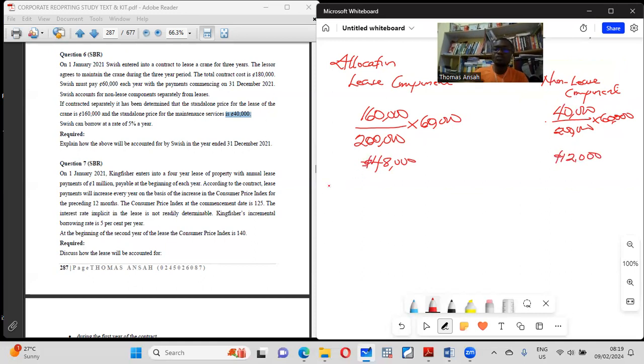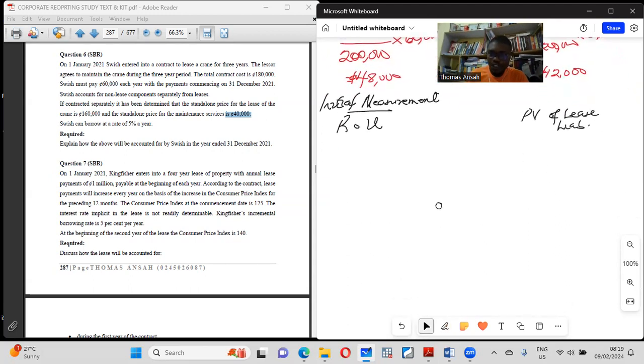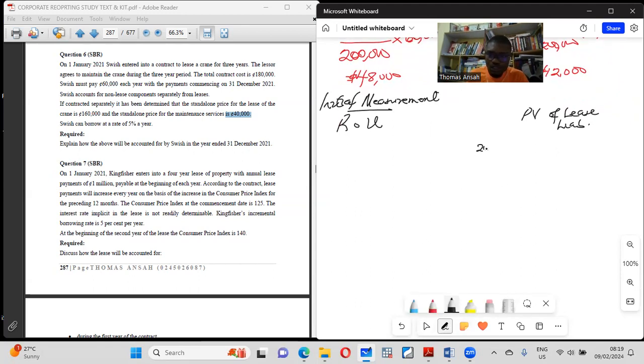So now I have found my lease component, and I go on to do my lease as usual. So now, initial measurement. I will need my right of use, and I will need the PV of my lease liability. Which one do you do first? The PV of the lease liability, obviously. So year one, which will be the end of 2021, then 2022, 2023, because this lease is 3 years.